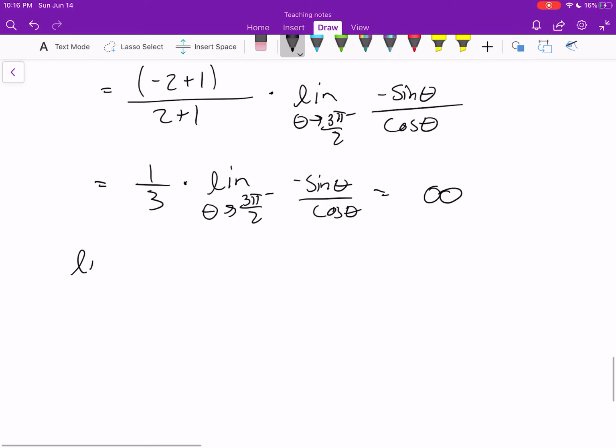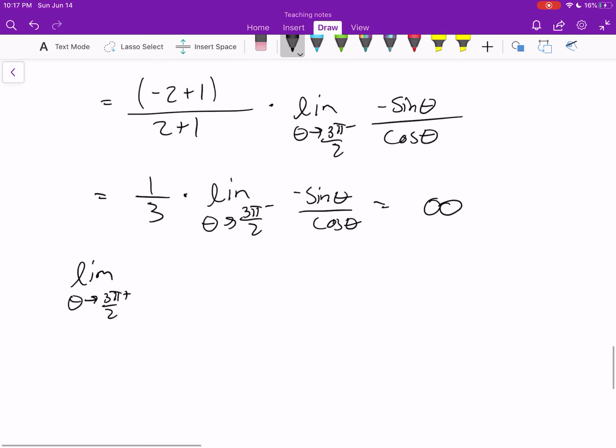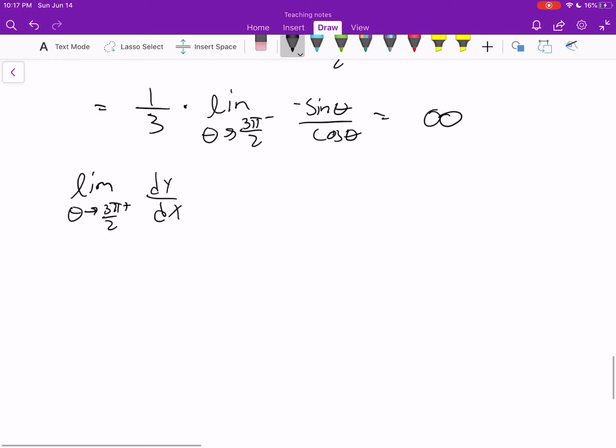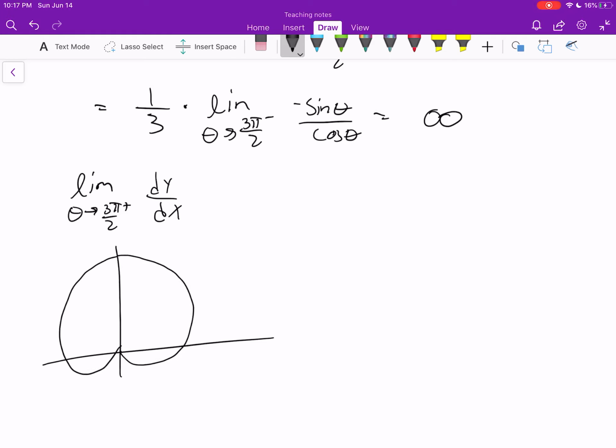And you can do the same thing for theta approaching 3 pi over 2 from the right of dy dx. If you go back and look at the graph, it is the cardioid, if you remember that. What this looks like is something like this. From the left, it's going off to infinity. From the right, it's going off to minus infinity by symmetry. Or you can actually do the limit if you want. You'll get the same answer.